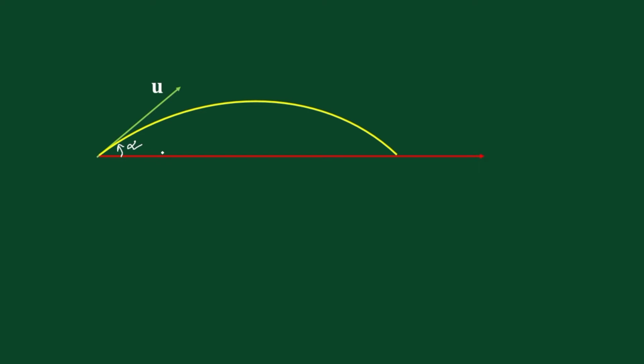Now we can resolve this velocity vector into two components, ux equal to u cos alpha, the horizontal component, and uy equal to u sin alpha, the vertical component. In projectile motion we know that if there is no resistive force, then the horizontal component is constant, that is, horizontal motion is uniform motion, but vertical motion is non-uniform motion, that means velocity changes with time.